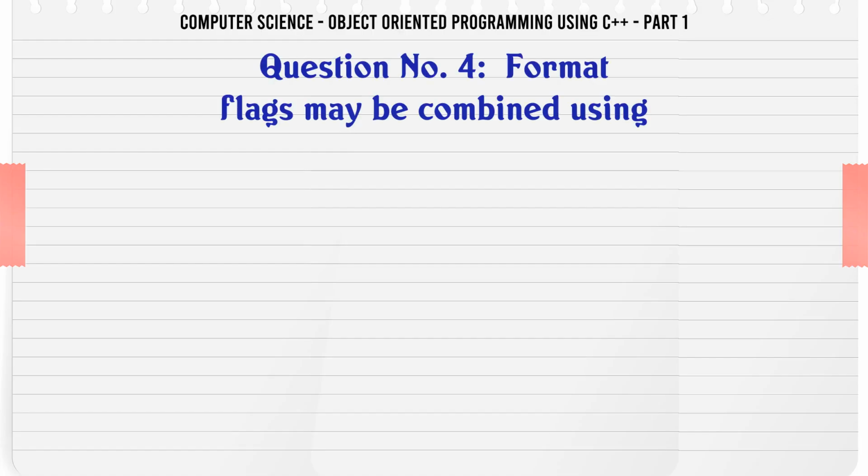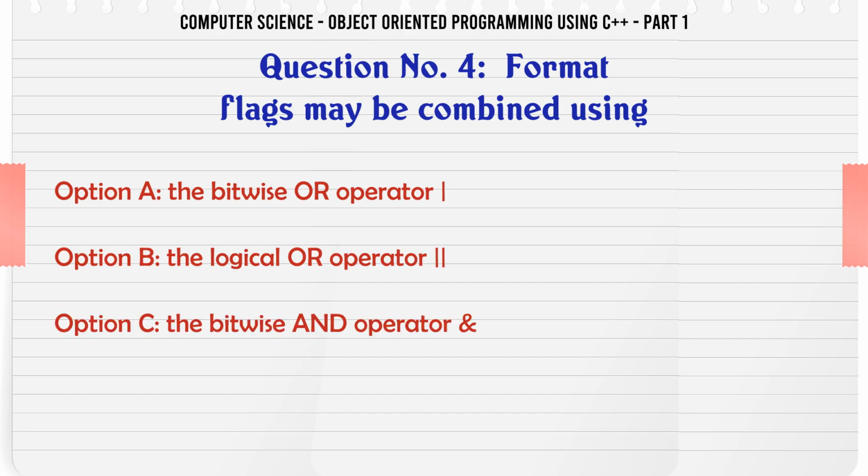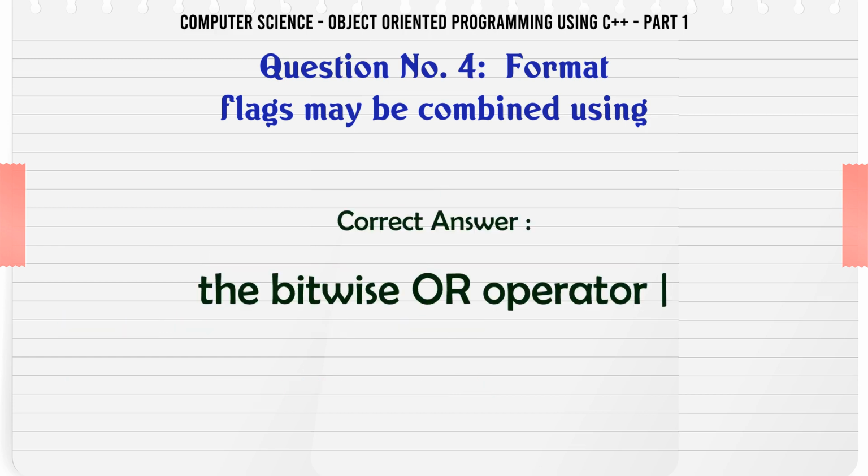Format flags may be combined using A. the bitwise or operator, vertical bar. B. the logical or operator, vertical bar. C. the bitwise and operator, and. D. the logical and operator, and. The correct answer is the bitwise or operator, vertical bar.